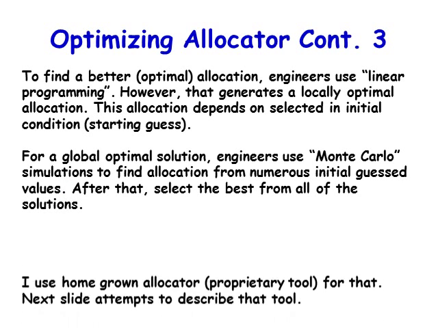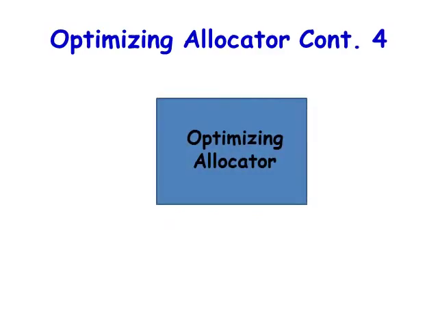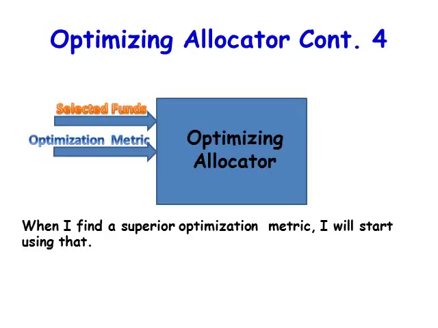Let's continue. I use a homegrown allocator, which is a proprietary tool for that. The next slide attempts to describe that tool. So here's the optimizing allocator, and selected funds go in. We need to have selected funds we are trying to use to achieve the allocation. Then we pass an optimization metric in here.